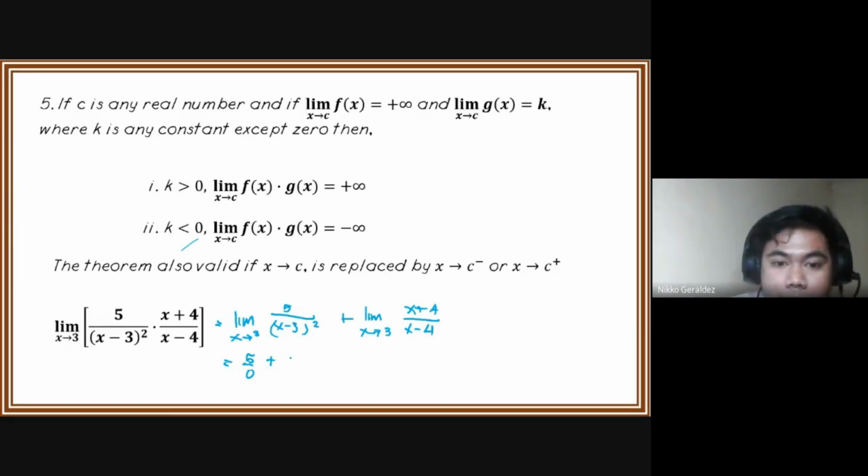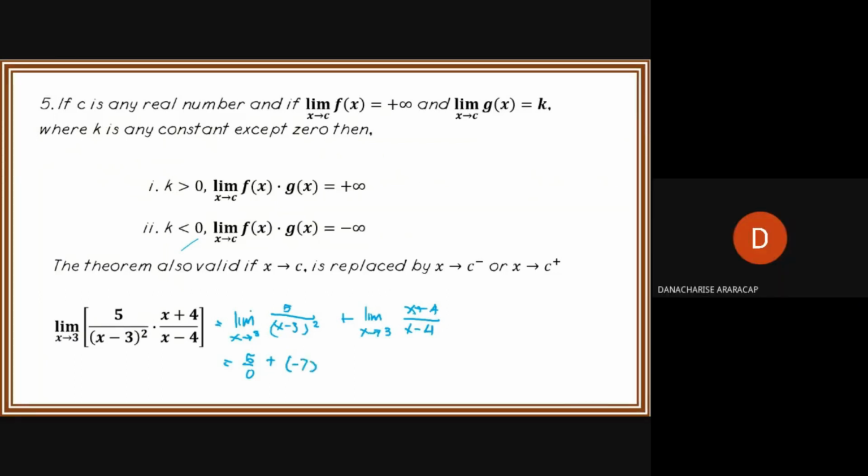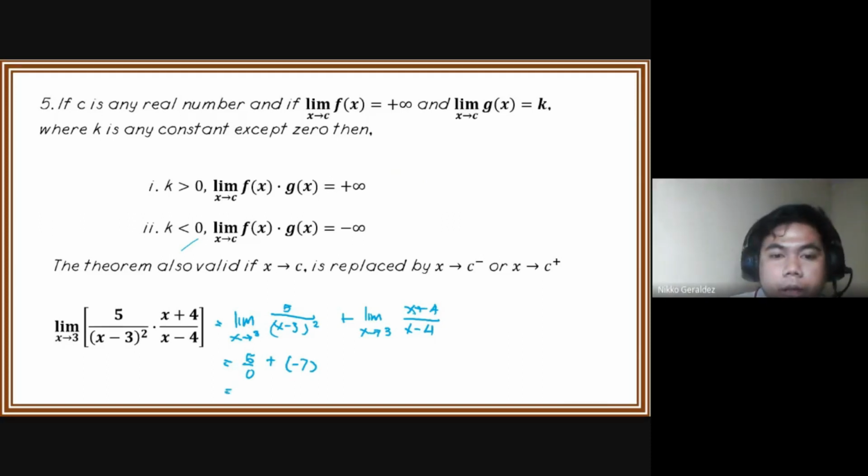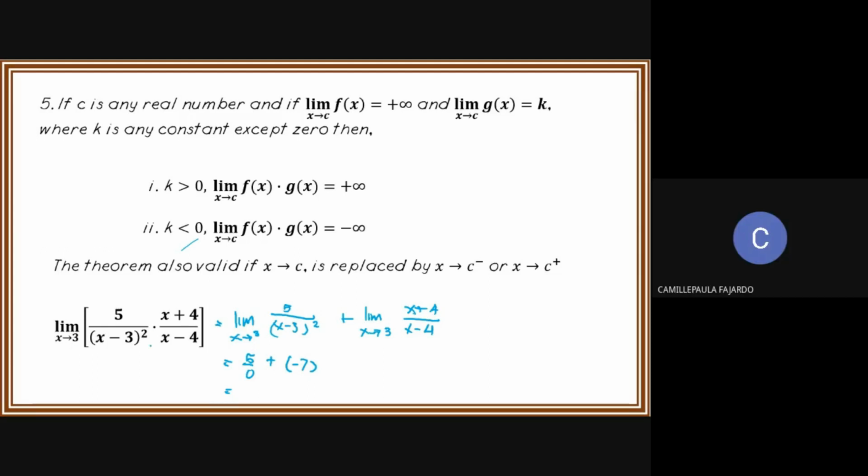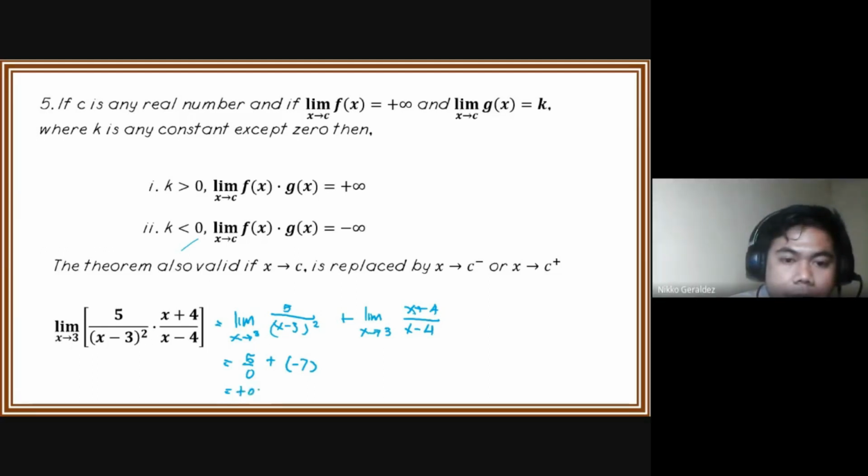Then limit of x plus 4 over x minus 4 as x approaches 3. That is, ano po? 3 plus 4, 7 over 3 minus 4, negative 1. 7 over negative 1, so that is negative 7. So ito, 5 over 0, k is positive. Positive, true positive. Yun, very good. So positive infinity.